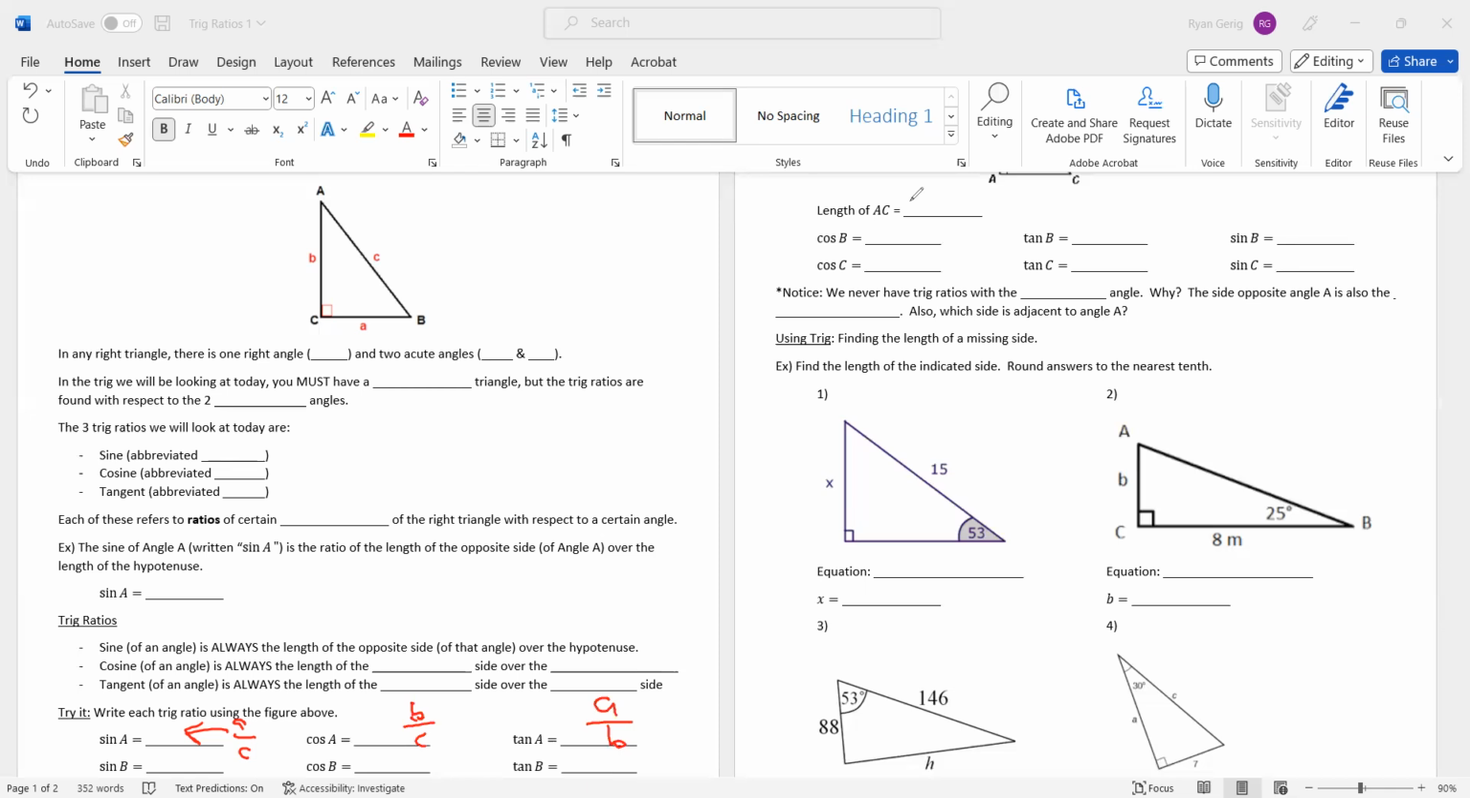Sine of B. Now I'm switching what I'm looking at. I'm looking at angle B. The opposite of B is little b. The hypotenuse doesn't change. That's still C. The cosine of B is adjacent over hypotenuse. So adjacent to B is A, and the hypotenuse is C. And then the tangent of B is opposite over adjacent, so B over A. Okay, now I'm going to blow this up a little bit so you can see it a little bit better.